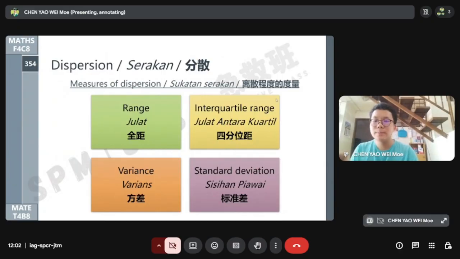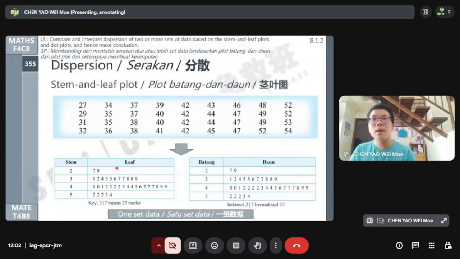Also, dispersion you can use to plot the table. There is an ungrouped data here, one set of data. We can put it in order, which becomes very neat. You see, stem and leaf plot. I think you learned it in Form 2, Chapter 12, measures of central tendency. This is the stem and leaf plot for one set of data.